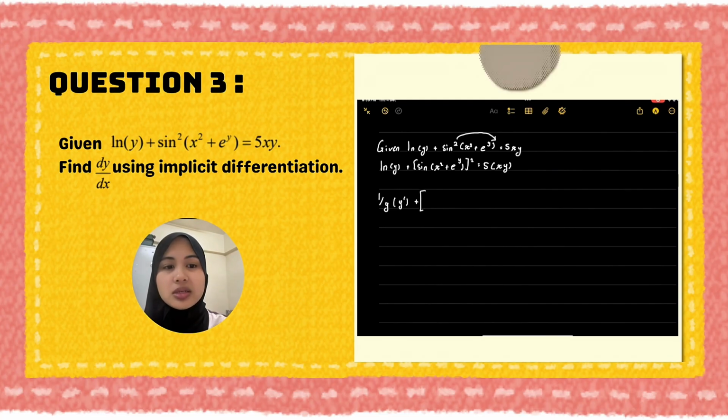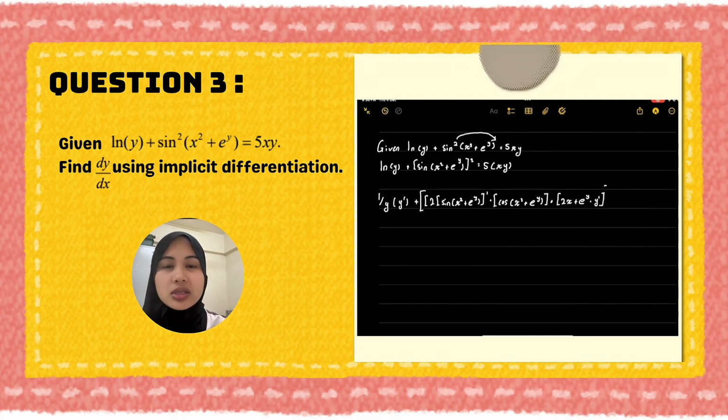Then I differentiate the second term. This also uses the chain rule. First, I bring the power of 2 to the front, and 2 minus 1 equals 1. The derivative of sin is cos. Inside we have x² plus e^y. I differentiate each part of this: the derivative of x² is 2x, and the derivative of e^y is e^y y prime.